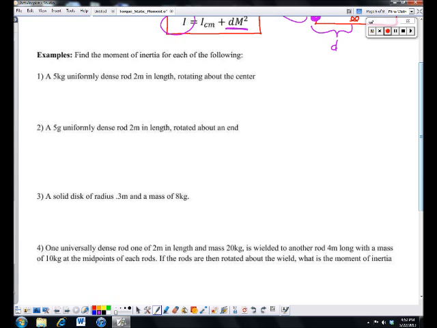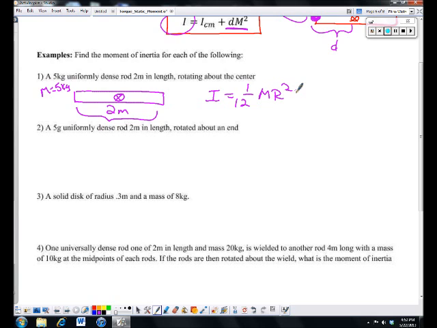So find the moment of inertia for each of the following. A 5 kilogram uniformly dense rod, 2 meters in length, rotating about the center. So rotating about the center, it's 2 meters long, it's my length, and my mass is 5 kilograms. So I'm going to go back to my equation, look back at your sheet if you need to, and you look up a rod, and you find out that the thin rod's equation for moment of inertia is 1/12 ml squared. L squared is the same idea.